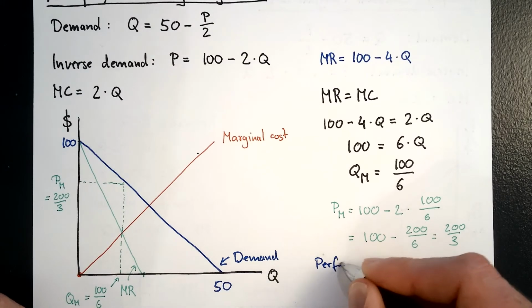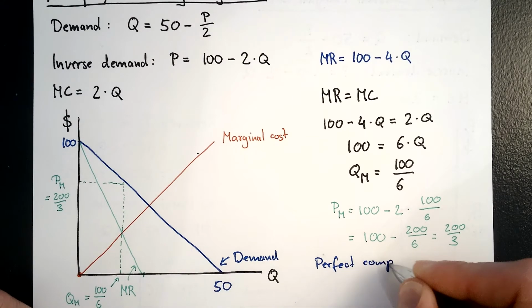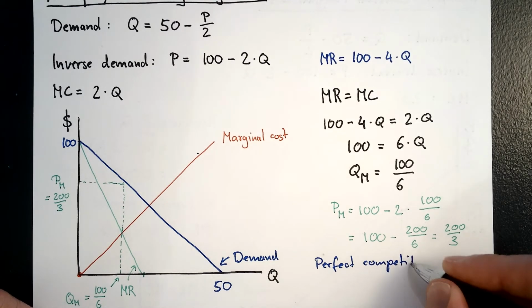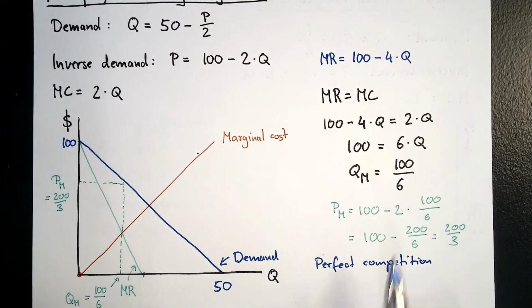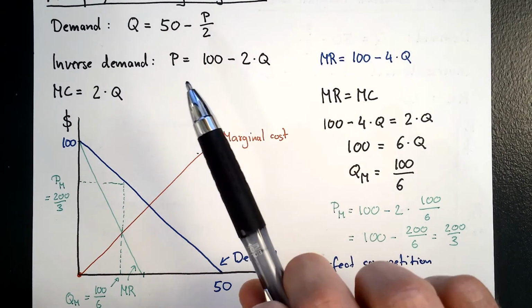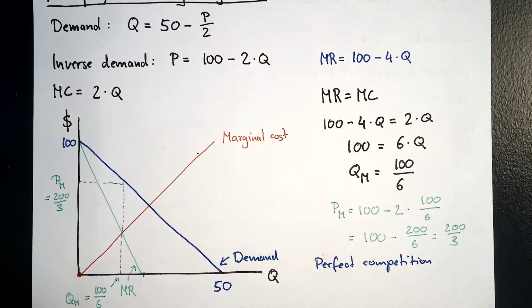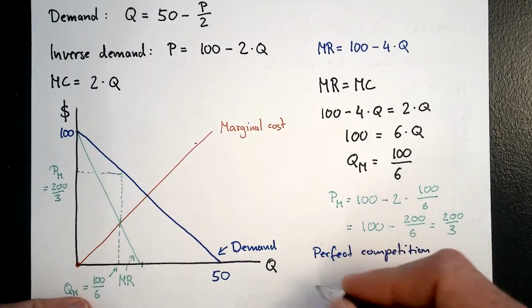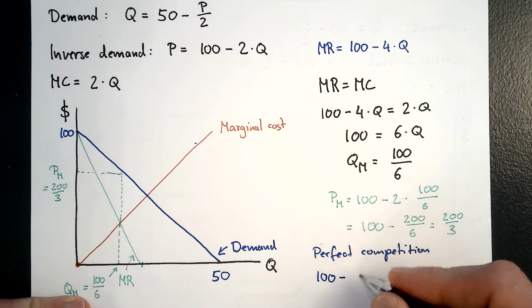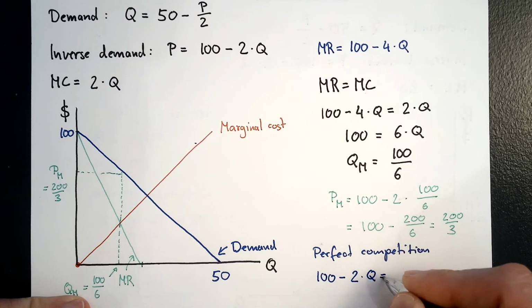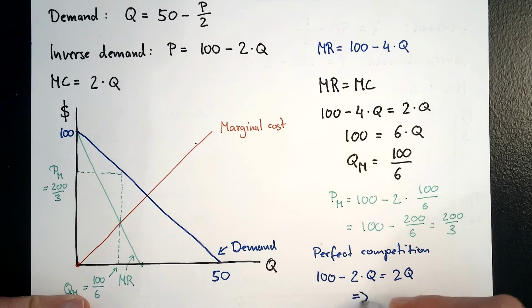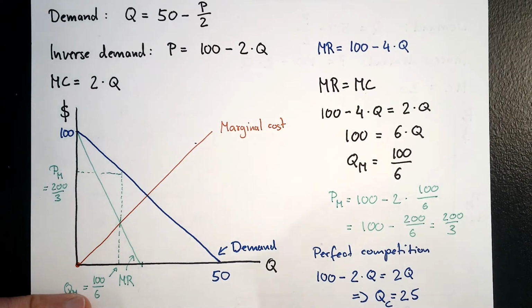Now note that similar to the previous example, when we are looking at the outcome that would prevail under perfect competition, then we are setting the marginal cost equal to the price. So we would have 100 minus 2 times Q is equal to 2Q. And if you solve this, you find that Q is equal to 25. So that is the output under perfect competition.